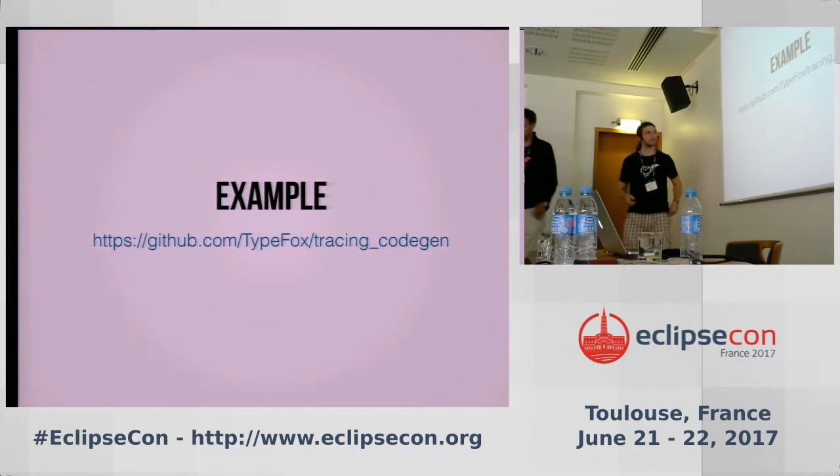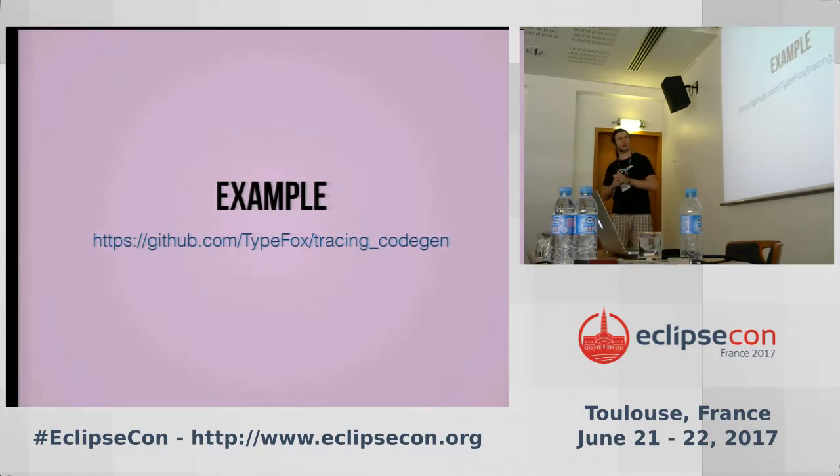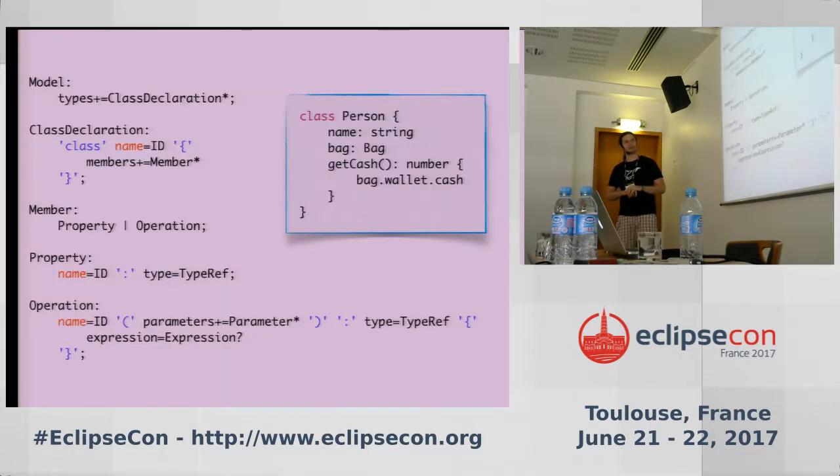Yeah, thanks, Christian. I would like to dive into the new API for tracing source code to target code, and I will do this using an example which is available here on this GitHub repository. We will show the URL again at the end of our talk. So let's have a quick look at the example language. So this is an example DSL code. It describes classes with properties and operations, and so here we have very quickly the grammar corresponding to this DSL.